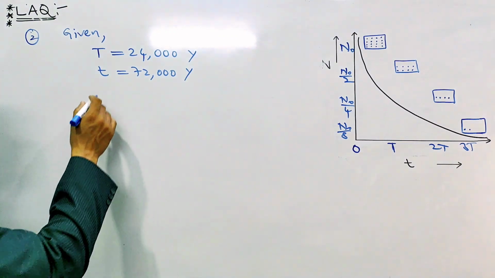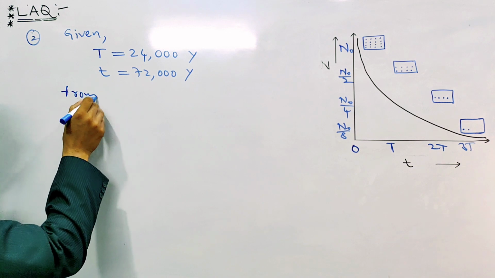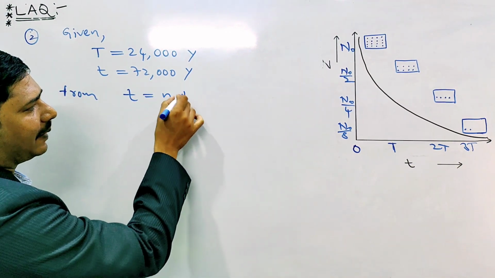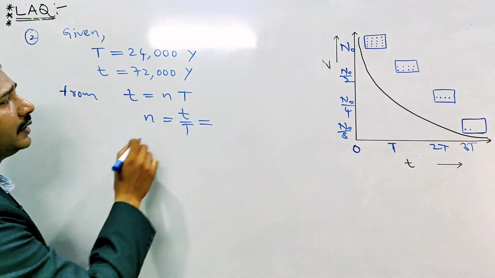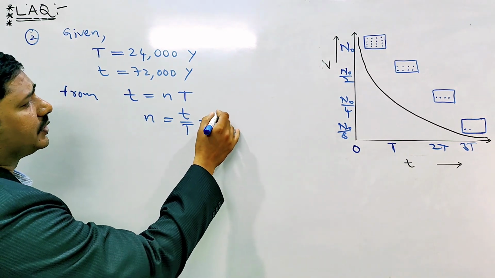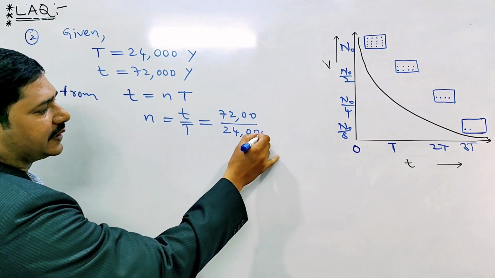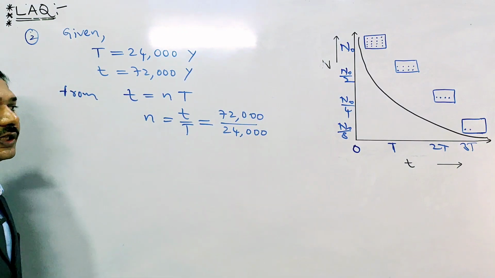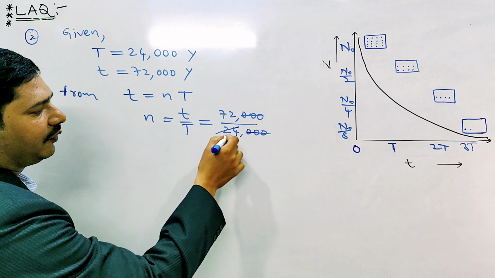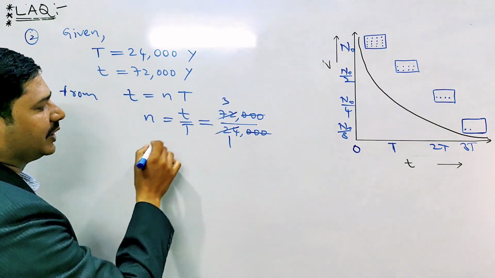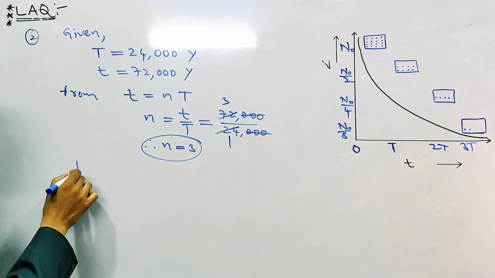Here we know that first we will find the number of half-lives. From formula, small t equal to what? n into capital T. Here n equal to small t by capital T. Small t is how much? 72,000 years by capital T, 24,000 years. Here 3 zeros cancel. 24 3s are 72. Therefore, how many half-lives are there? 3 half-lives are there. But they are asking the fraction.